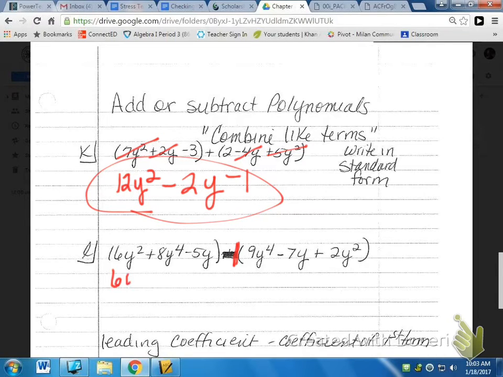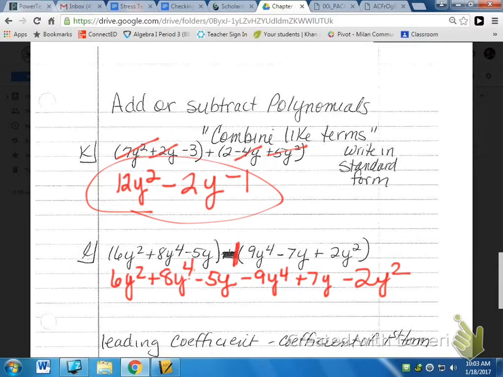This first one stays 6y squared plus 8y to the fourth minus 5y, okay? But the second one, we're going to distribute through there. We're going to say negative 9y to the fourth plus 7y minus 2y squared. Now combine them. Get rid of that minus stuff in the middle. That makes it too crazy. Just change all the signs of that second polynomial, and now we're good to go with what we call combining.